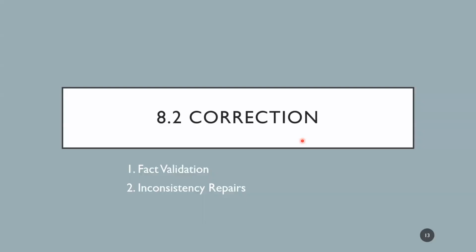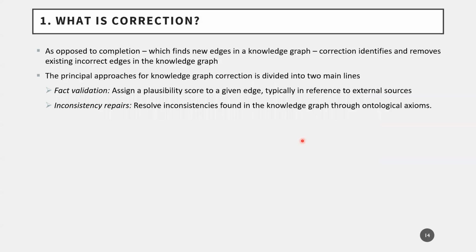Let's cover the first section. Let's move to the second section, correction. In this section, we will discuss the fact validation task and the inconsistency repair task. But first, let's see what correction is. As opposed to completion, where we specify new edges in a knowledge graph, correction identifies and removes existing incorrect edges in the knowledge graph.